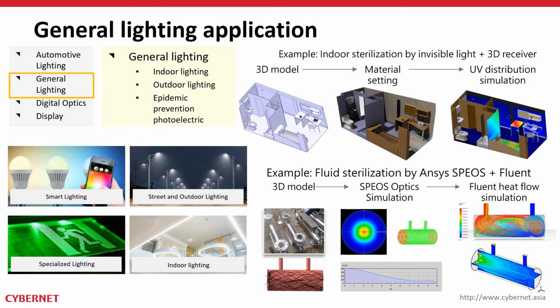Here are two examples of how SPEOS can be applied. Firstly is the indoor sterilization by invisible light. After creating a 3D model of a room and material setting, you can conduct a UV distribution simulation in the room. The second example is fluid sterilization by coupling SPEOS and Fluent. Considering fluid flow in a pipe and setting the light source in SPEOS, users can understand the sterilization effectiveness.